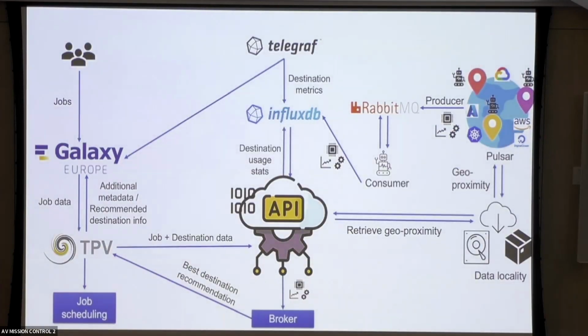So this is kind of an overview of what this looks like. From a user perspective, they would just submit their jobs through Use Galaxy EU, and TPV plus the broker would then just decide what is the best location for it to run. But the important part here is that we collect all the information in a central location, and it's TPV that, through this API endpoint, can collect the ranked list of destinations.